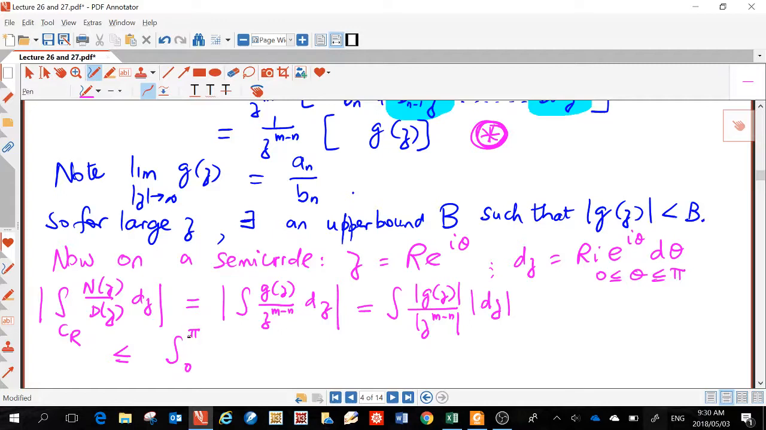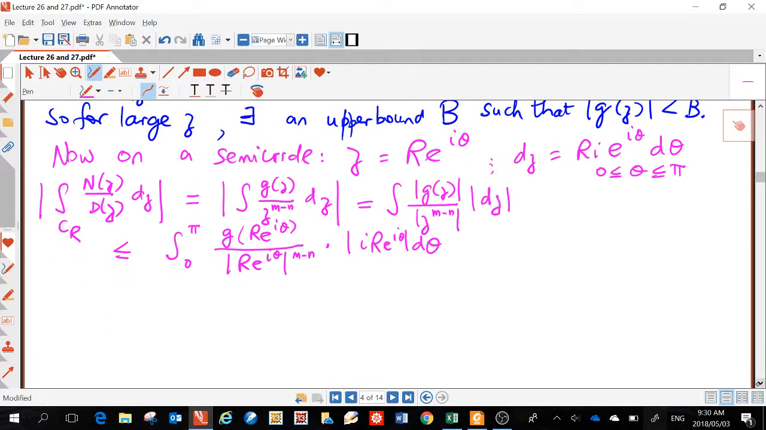Now I'll change the game. This g of z here, what is z? Z is r e to the i theta. Z to the m minus n is also r e to the i theta to the power m minus n. The dz is the magnitude of i r e to the i theta d theta. So far, you with us? We can put the absolutes here.